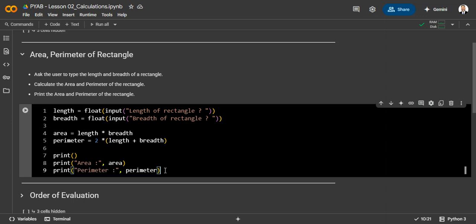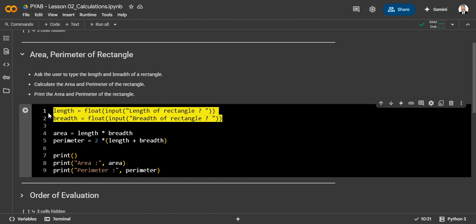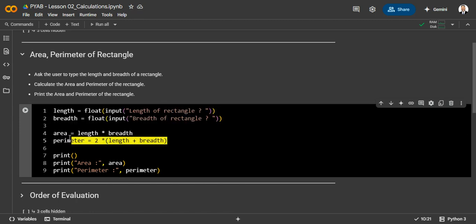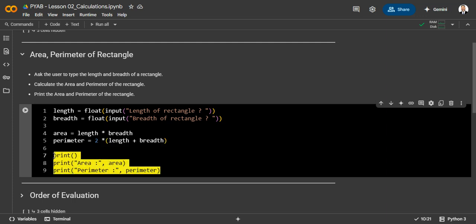So fairly easy code. When you do coding, you do the coding in such a way that it is neater. So this section is the input section. This section is the calculation section. And this section is the output section. When you include spacing here, it is clearer and neater for you to understand. So you follow the same practice when you code.